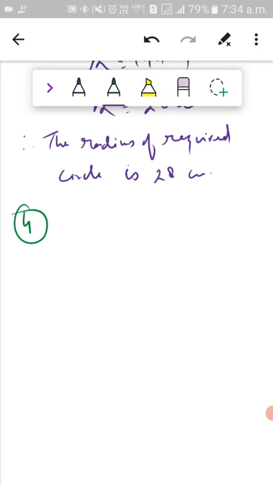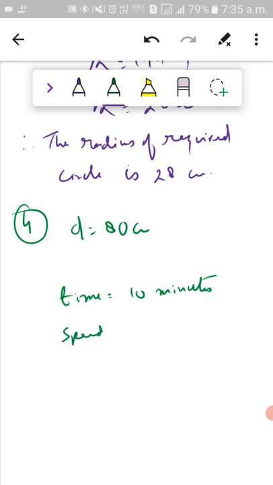So the question is, the wheels of a car are of diameter 80 centimeter. Diameter is given 80 centimeter. How many complete revolutions does each wheel make in 10 minutes? Time is given 10 minutes. Right? When the car is traveling at a speed of 66 km per hour, speed is given 66 km per hour. Okay, right? So we'll start from here. Speed is given 66 km per hour.